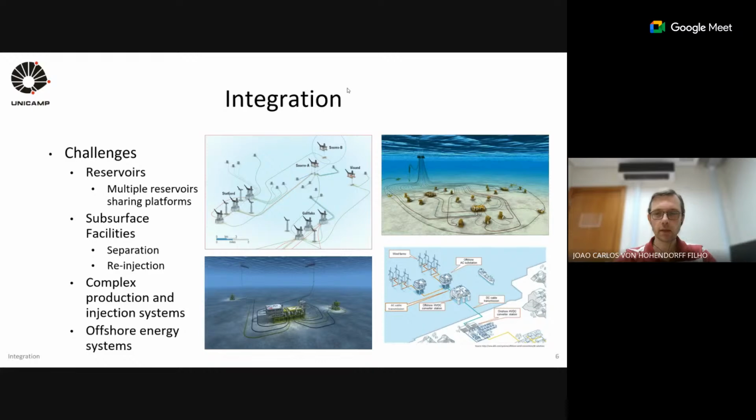And something correlated to the questions about greenhouse gas emissions is related to offshore energy systems, because some companies are thinking of substituting the gas turbines, as Frodes showed us, with other energy source systems, for example, wind farms, or even bringing energy from the coast. So how to evaluate this? You need to integrate all this complexity to be able to calculate the benefit of using this kind of solution.